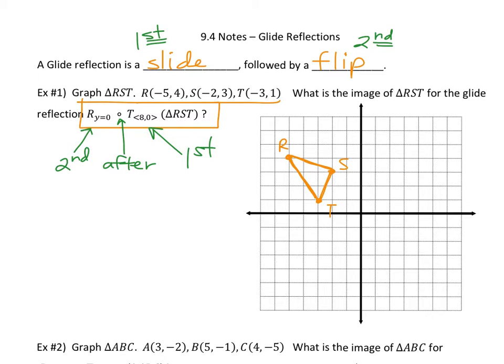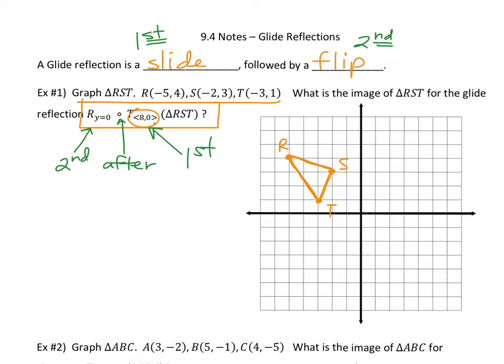What do we do first? The translation, right? Where are we going to go for our translation? To the right 8. Right. So 8, 0 is where we're going to translate, which means we're going to the right 8, but not up or down at all. So from R, and I always do different colors on all of these because I want to know what your final answer is. You don't have to do different colors, but you need to make it clear what your final triangle is, okay?